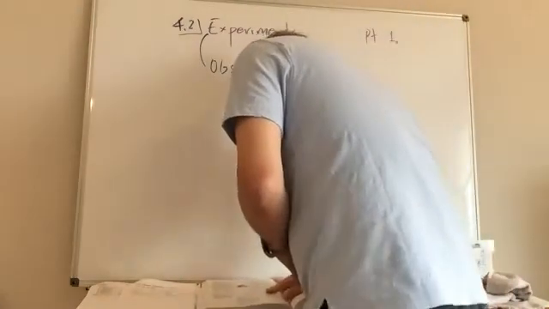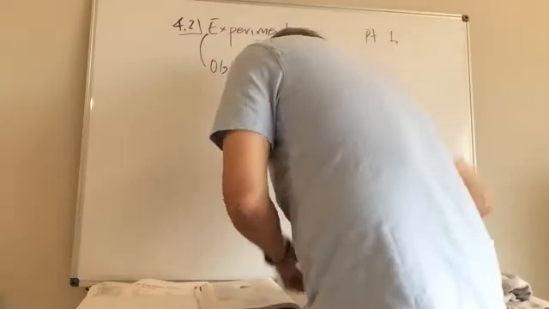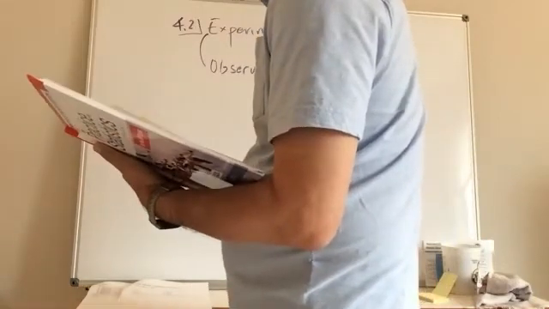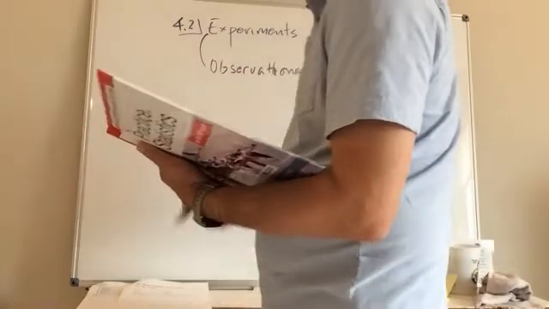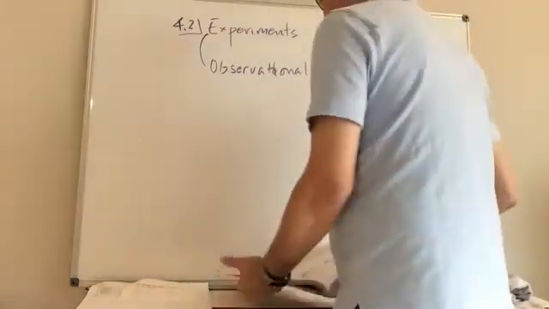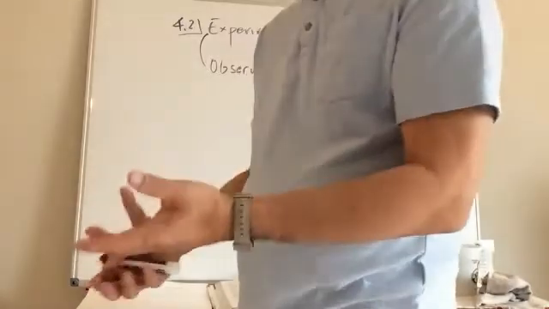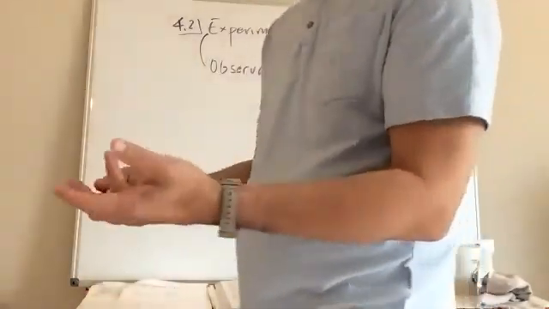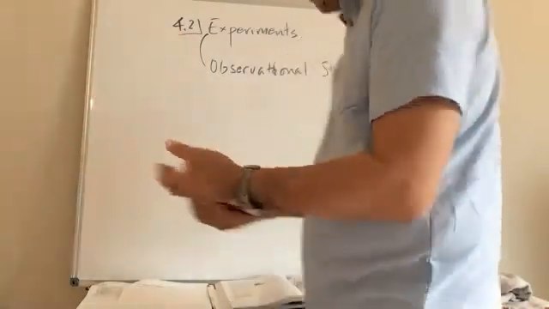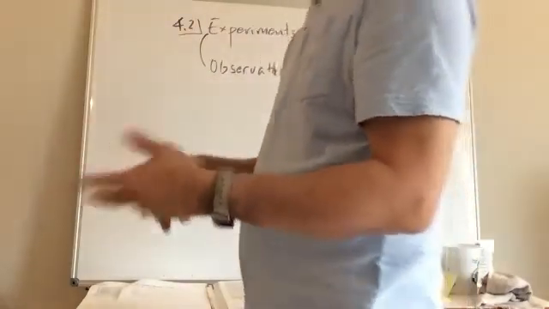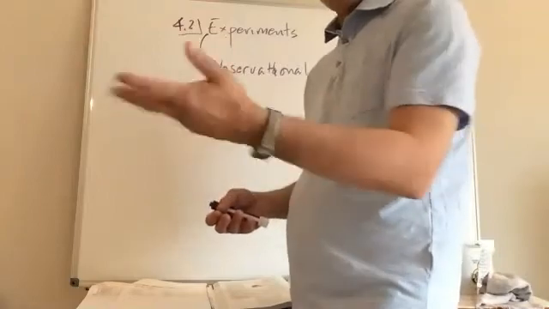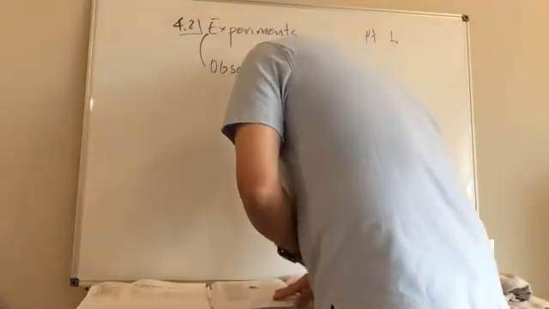If you go to page 242, the definition of an observational study says that an observational study observes individuals and measures variables of interest, but does not attempt to influence the responses. In other words, you're not doing anything to the people you're looking at. You're just observing them. You're not poking or prodding or giving them drugs or whatever it may be. You're just observing what's happening.